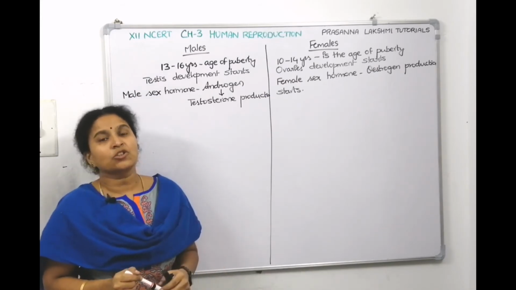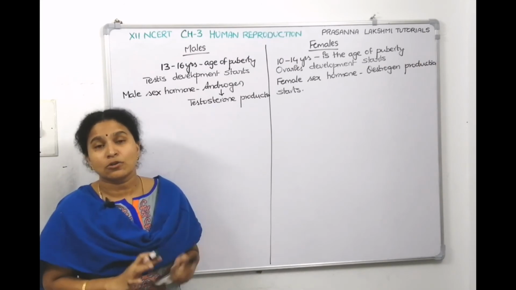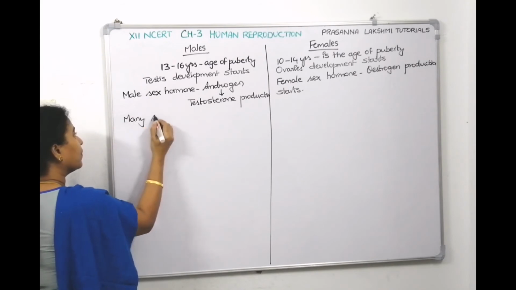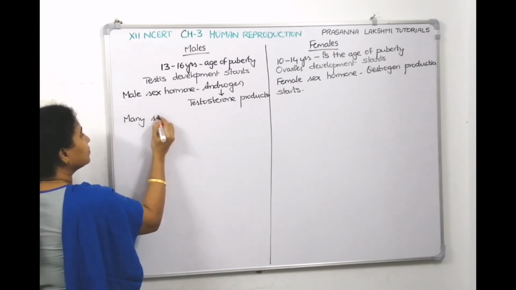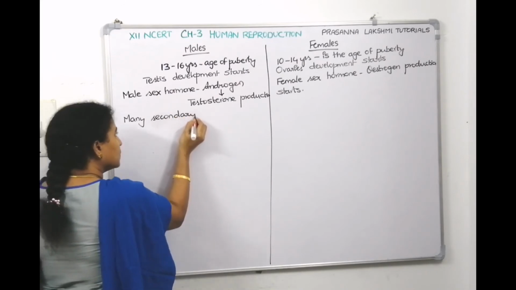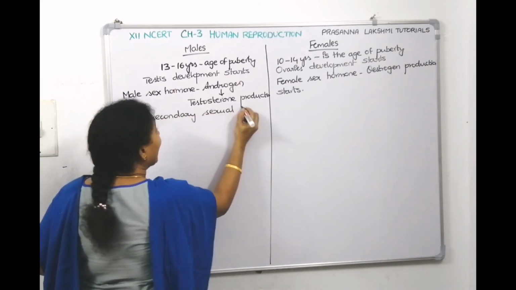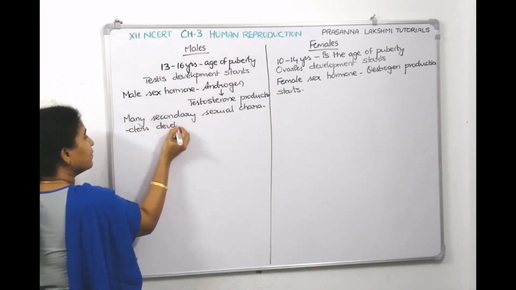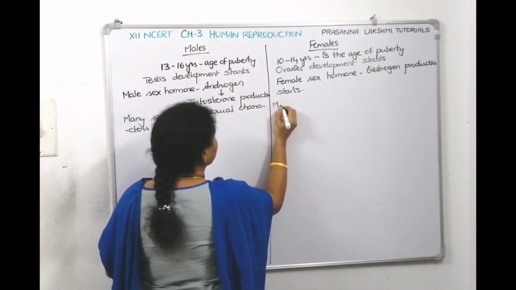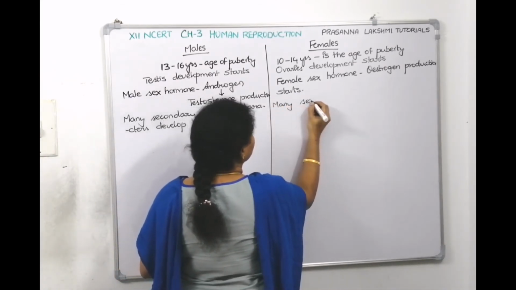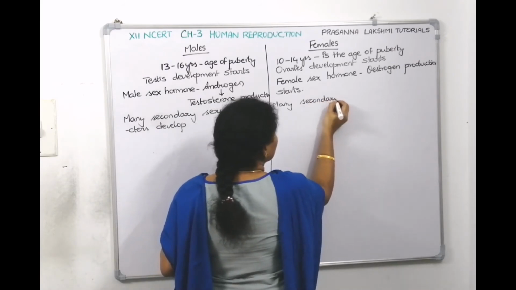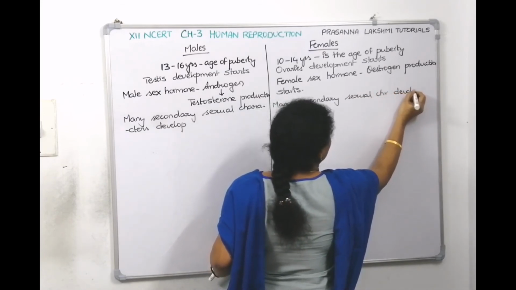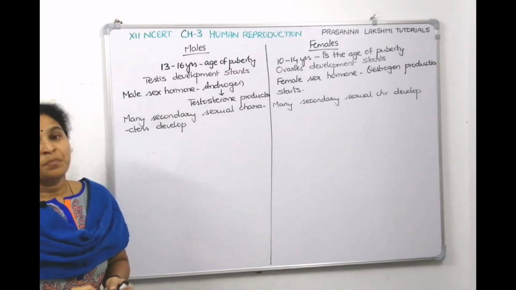happen. Now, at the age of puberty, many secondary sexual characters also we can notice in boys and girls. Many secondary sexual characters develop. Here also the same thing. We will list down one by one. Many secondary sexual characters develop. Now, how can you make out that the boy has reached the age of adolescence?